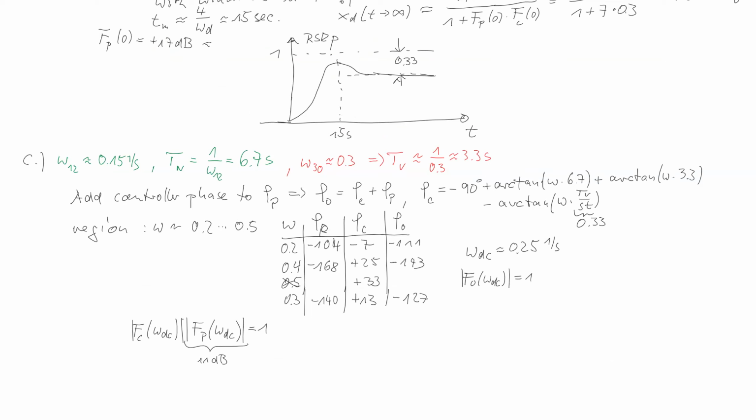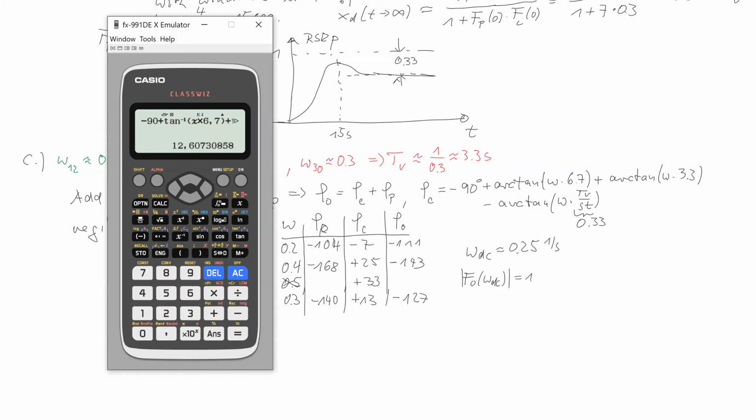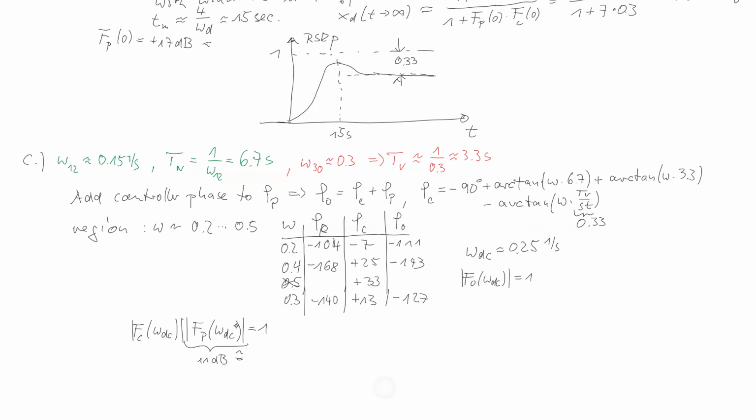And 11 dB has to be converted into a factor, otherwise we should calculate this in dB. So 11 dB is, now we can delete this equation, 10 to the power of 11 divided by 20, which is 3.5.